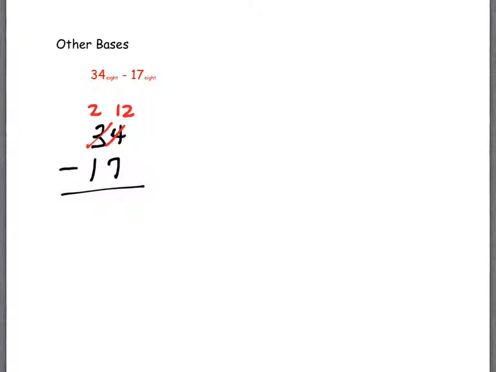What's 12 minus 7? Plain old 12 minus 7. What is it? 5. And what is 2 minus 1? 1. So this is 1, 5, base 8. Okay, let me show you this in one other way then.